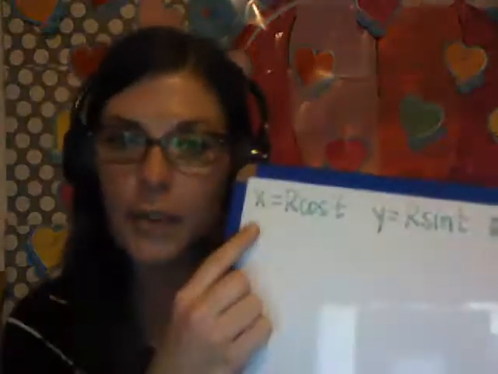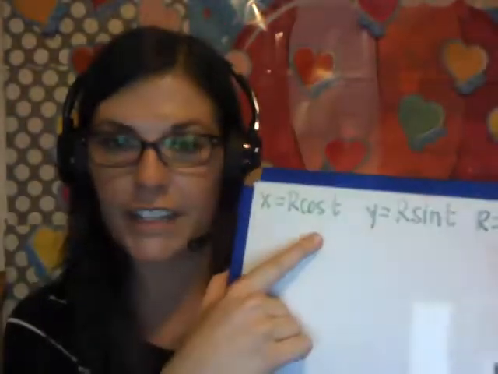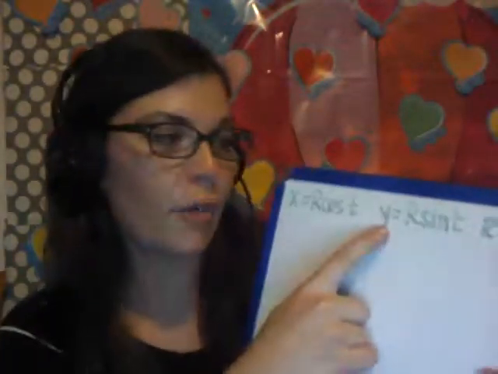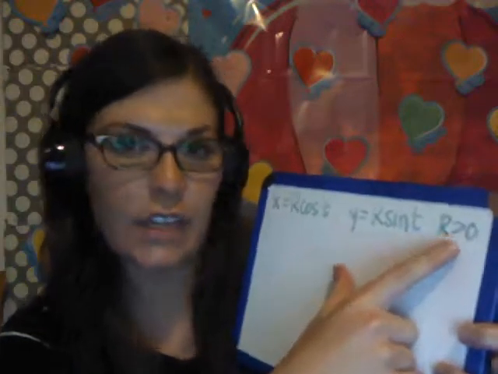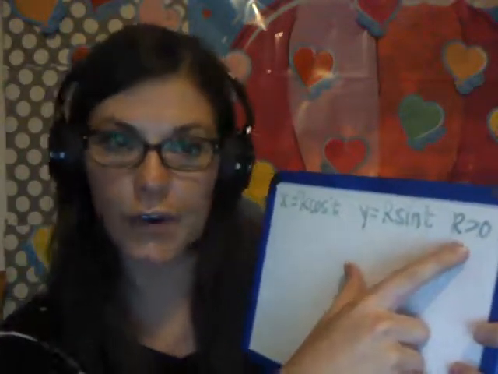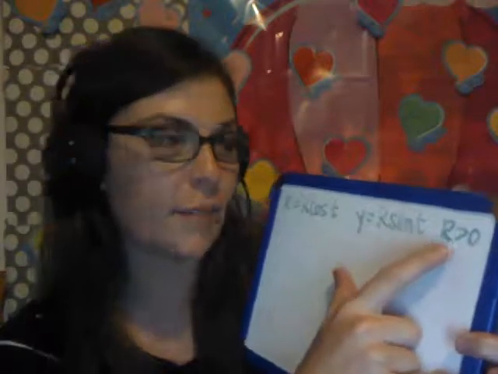In this example, we have x equals r cosine t. We have y equals r sine t. And the restriction we're given here is that r is greater than 0 because we're going to find that this ends up representing the radius through this process.